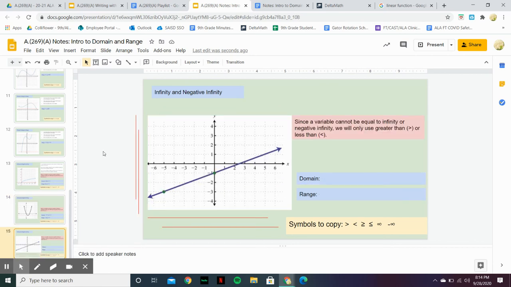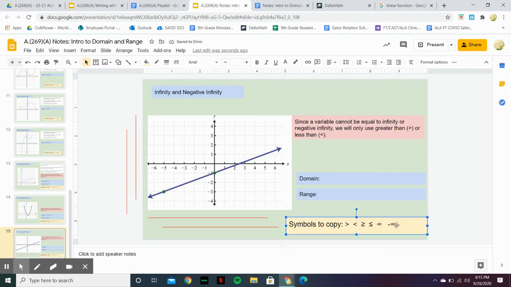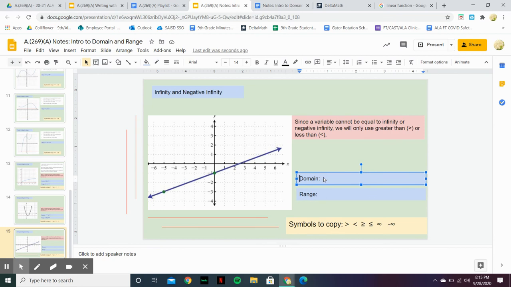All right, here is our last example of using domain and range with positive and negative infinity. Now this is a special situation. So when I look for my domain here, I'm going to look to the left of my graph, but I know this arrow is going on forever and ever. So my domain is actually starting forever and ever in the negative direction, which means we are at negative infinity. And I know that x cannot ever be equal to infinity, so I always use less than.